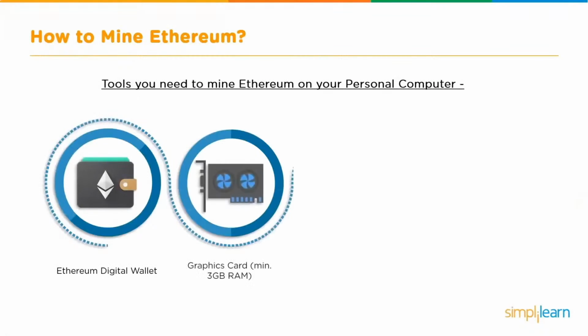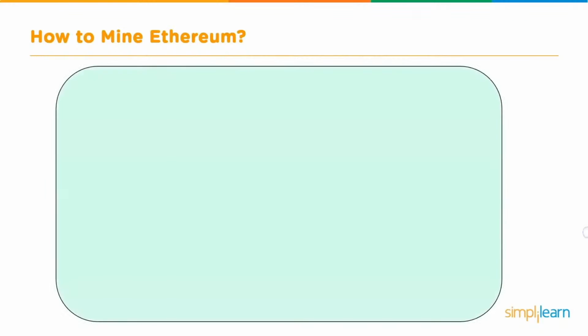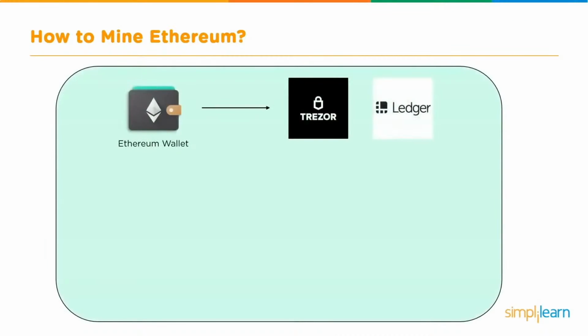Tools you will need to be an efficient miner for Ethereum on your personal computer are an Ethereum wallet to store all your currency earned, GPU drivers or a graphics card with a minimum of 3 GB RAM, mining software suitable according to your hardware like GPU, and a compatible operating system, Windows 7 or 10 with 64-bit. Before getting started with mining Ethereum, you need to create an Ethereum wallet to store all your Ether. Trezor Model T and Ledger Nano are the most reliable and secure wallets in the market of cryptocurrency.